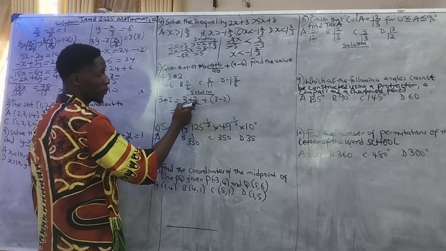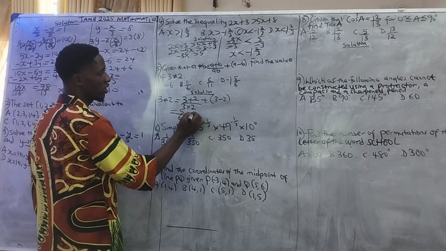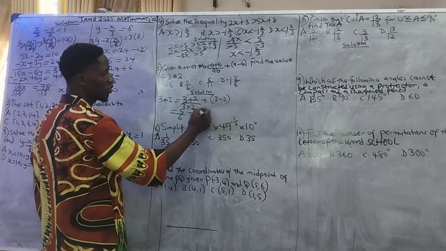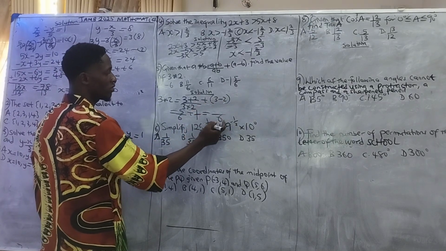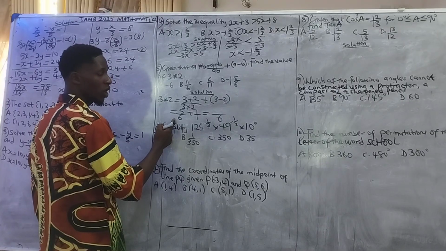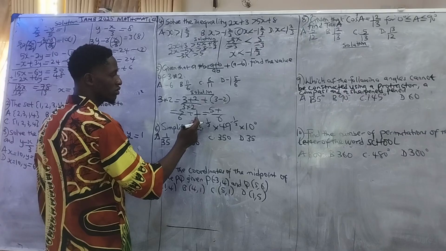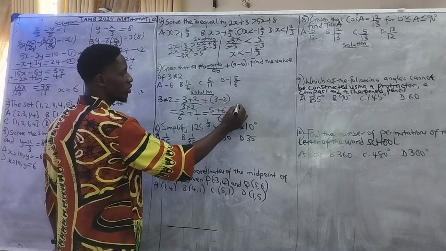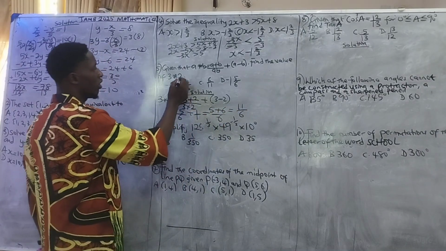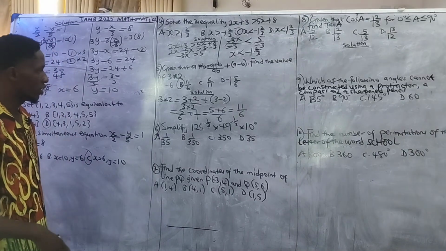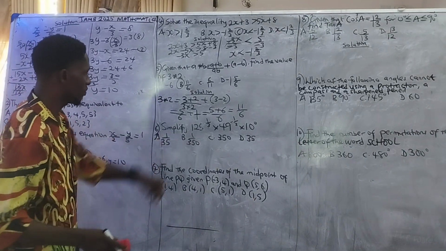So 3 plus 2 is 5 over 6, plus 3 minus 2 is 1. The LCM is 6. 6 divided by 6 is 1. 1 times 5 is 5, plus 6 divided by 1 is 6 times this is 6. So it's 11 over 6. Option B.